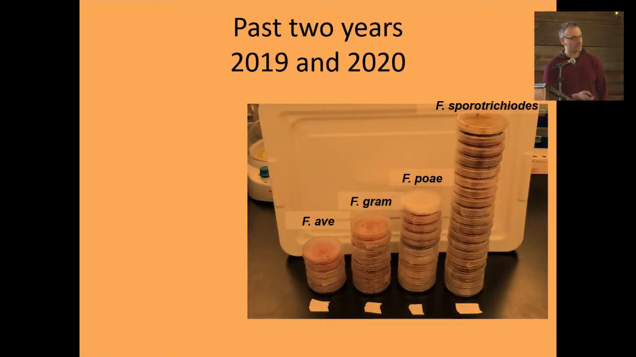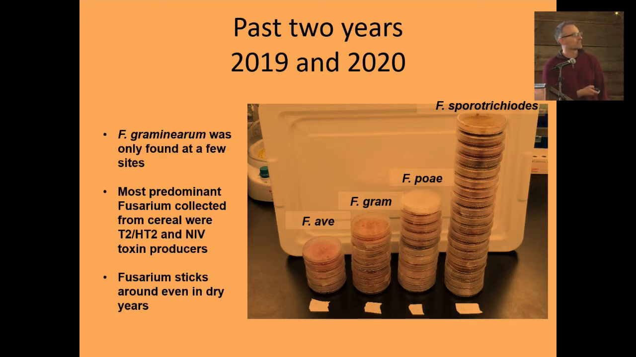In the past 2 years, I think Aaron pointed out really well that 2020 was a really dry year, and we got a lot less Fusarium head blight. That being said, though, we still managed to culture a lot of Fusarium. In fact, the same amount of seeds were contaminated in 2020 as in 2021, but they were contaminated primarily with the pathogens Fusarium sporotrichioides and Fusarium poae.